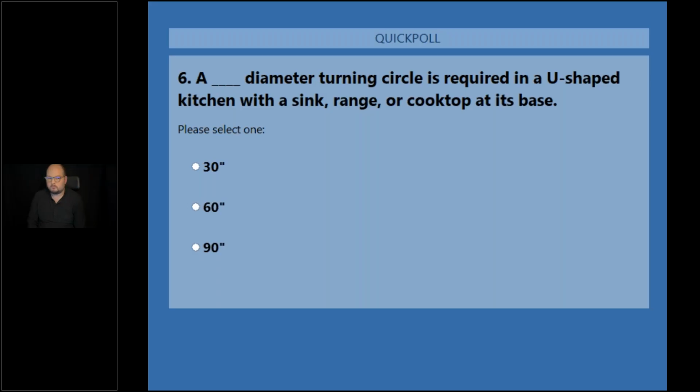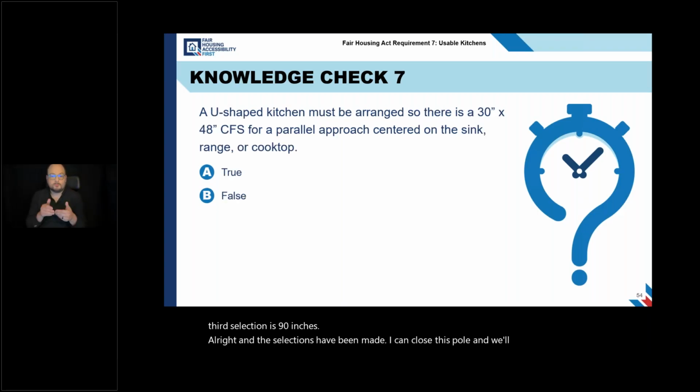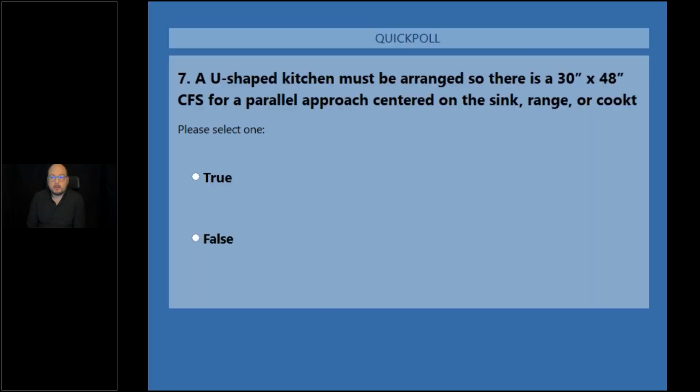The selections have been made. I can close this poll and we'll advance to knowledge check 7. And I'll launch this poll. Knowledge check 7 reads, a U-shaped kitchen must be arranged so there is a 30-inch by 48-inch CFS for a parallel approach centered on the sink, range, or cooktop. Is that true or is that false?